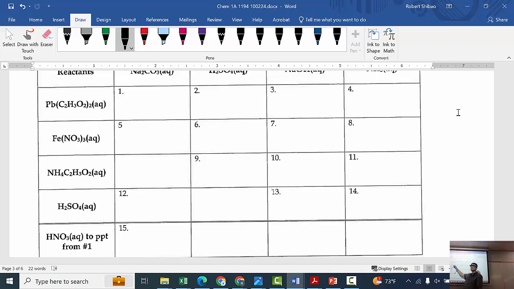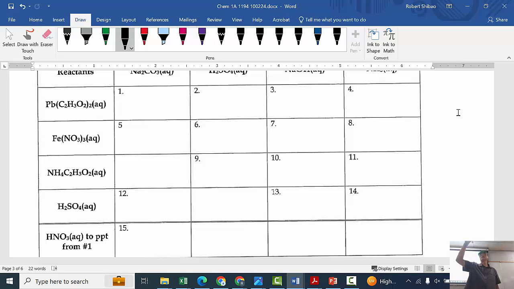Do you see it? What I'd like to do is I want to do number 15 next. Number 15 is HNO3, nitric acid, to precipitate from number 1. And so what I'd like to do is I'd like to decant the liquid layer. You know what decanting is? Decanting is just pour off the liquid layer and leave the precipitate down there at the bottom. So I'm going to let this settle.